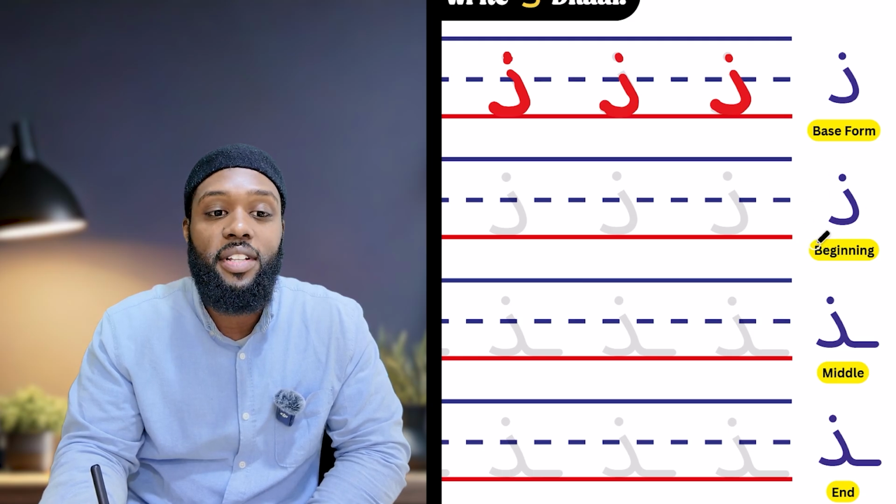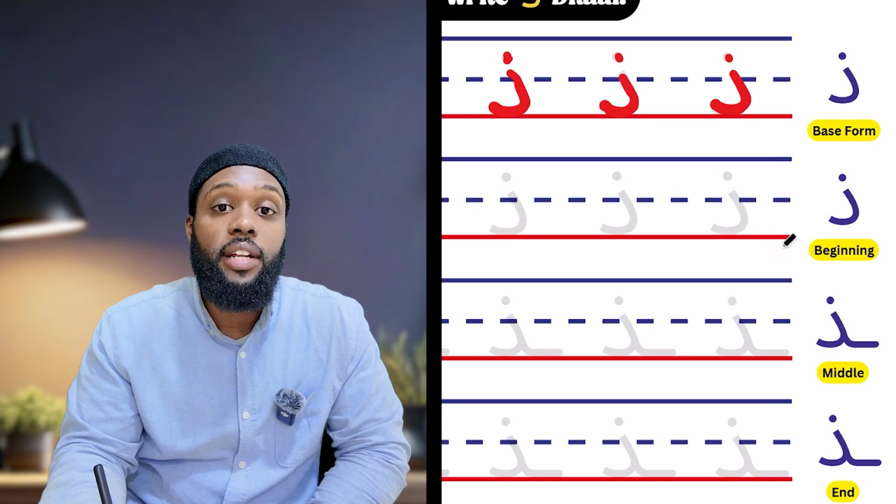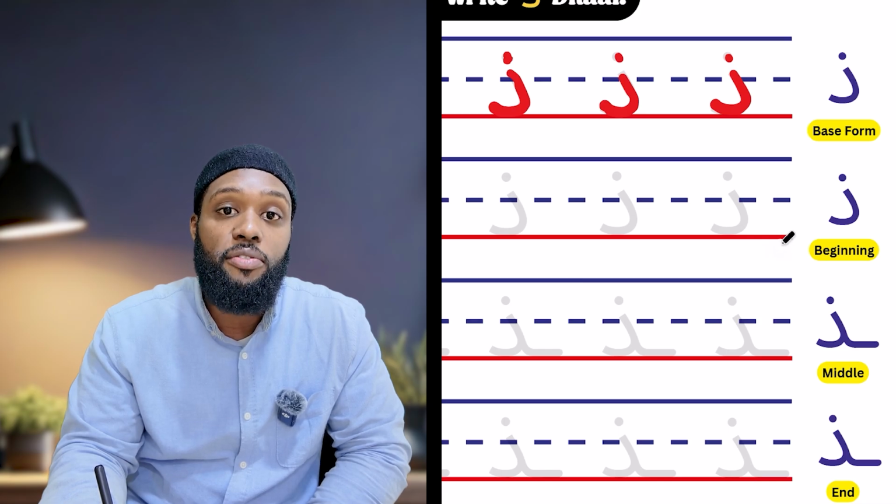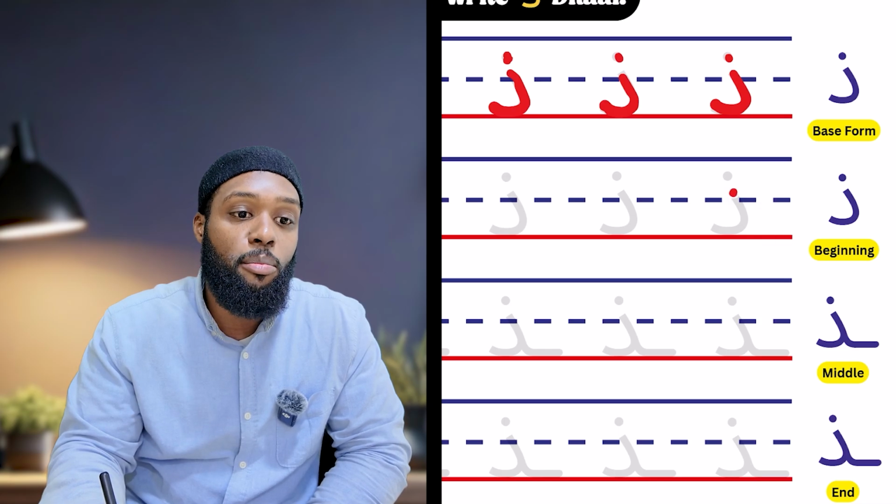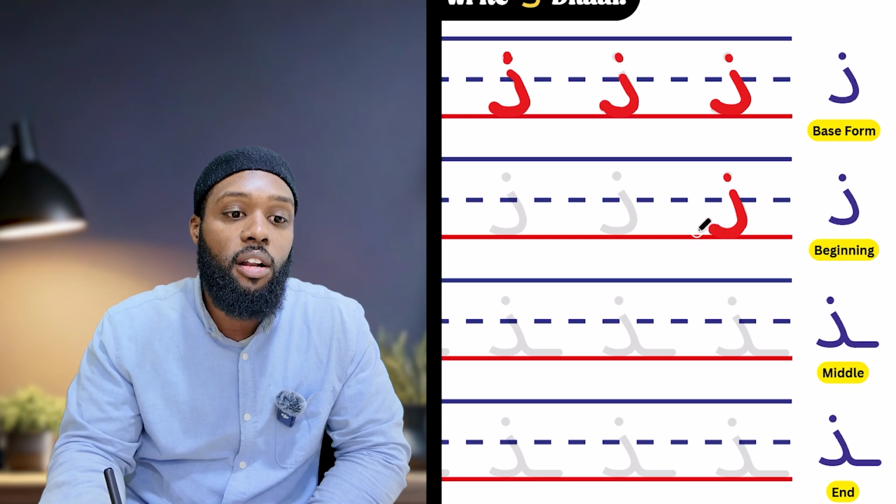Again, identical to the Dal in that it doesn't connect to letters after it, right, from the left side. So here, the letter Dhal stays in its base form basically, right? So let's get some more practice in here. Start from the top, draw this little boomerang type shape, and don't forget to place that dot above.